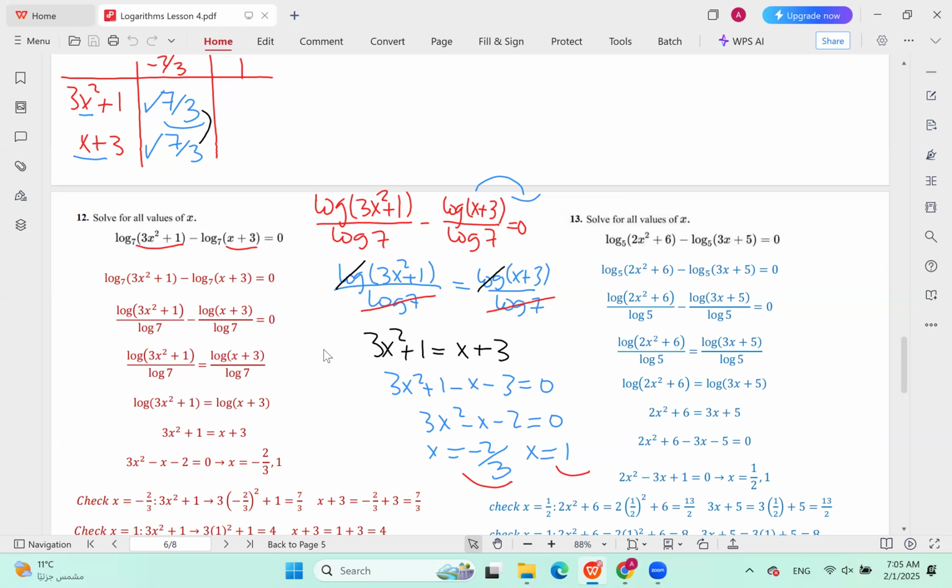If we do the same thing for 1, we get here 4 and we get here 4. So all the values here are accepted. So both of these solutions are correct. We do not need to reject either solution.